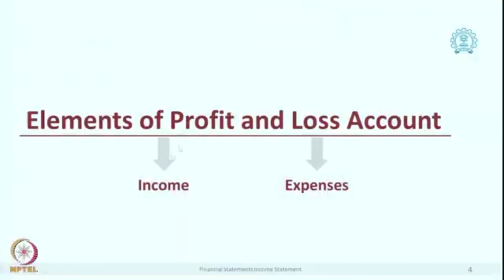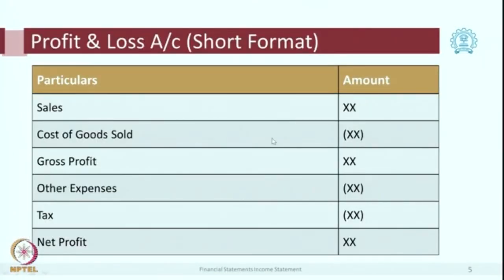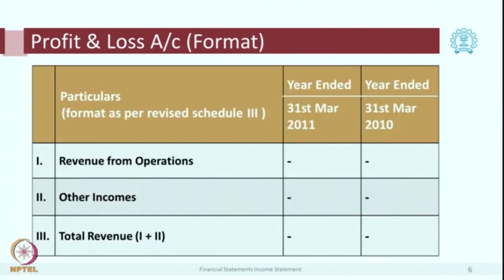So, as you all know, profit and loss account is a statement which gives you profit or loss, and in case of non-profit entities, it is called a surplus for a particular period. It has to list all incomes and all expenses. So, it has two parts, income part and expense part, and this is a short form, a very simple form of P&L. And we had also seen a detailed form as per Schedule 3 of the Companies Act.